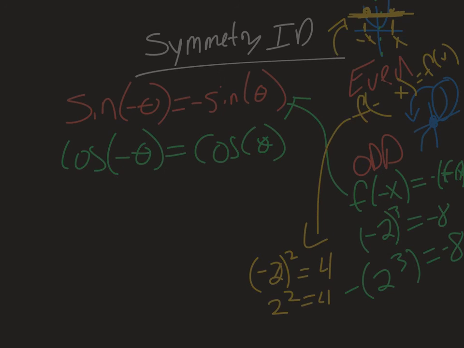And then last but not least, we have tangent. Tangent is an odd function, so very similar to sine. Tangent of negative theta will be equal to negative tangent of positive theta. So I can think of plugging in the negative theta for tangent, or I can plug in the positive and then just make it negative after the fact, just like I did with x cubed.